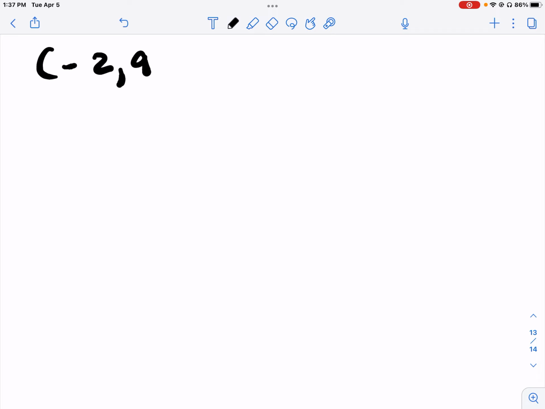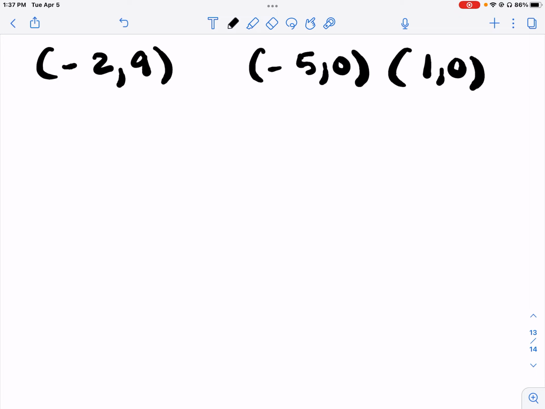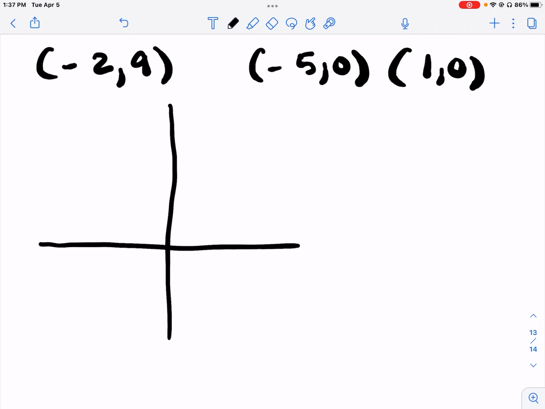Our vertex, our 2 intercepts. Okay, -2, 9, left 2, up 9. I'm not going to count. -5, 0, left 5, up 0. 1, 0, right 1, up 0.